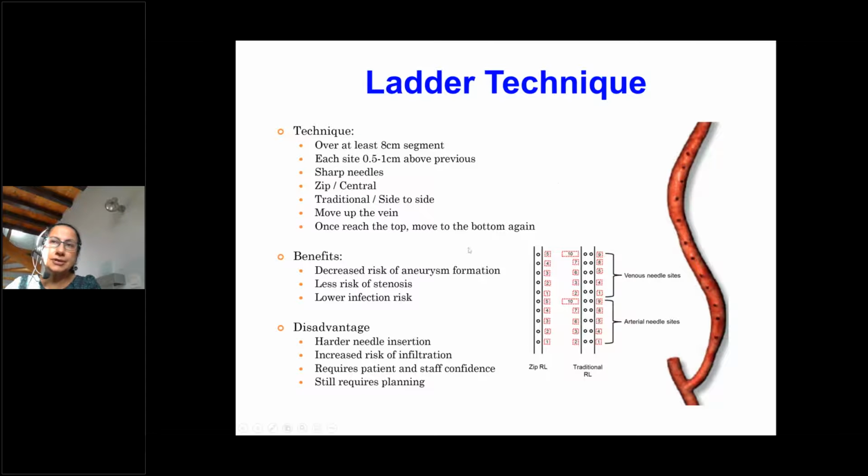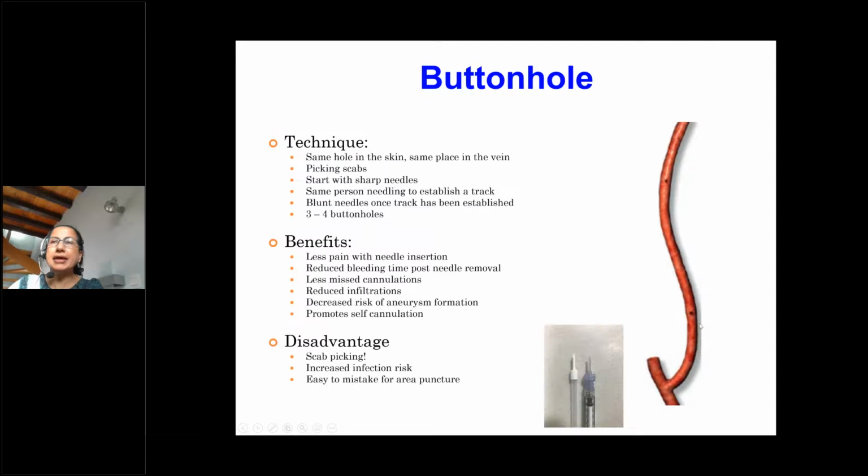I won't read out each and every one of these points, but this is the principle of the ladder technique compared to the buttonhole technique. In the buttonhole technique, you can see there are two discrete entry points into the fistula, and what one tries to do is to actually develop these points by repeated cannulation at the same spot, the same angle and the same depth, ideally by the same cannulator for several initial sessions of dialysis.